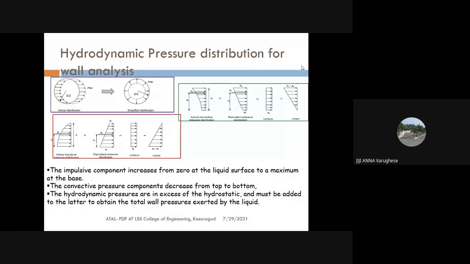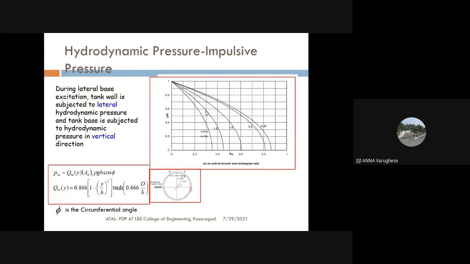So till now we have seen the variation of hydrodynamic pressure, both the convective as well as impulsive pressure variation, which is acting on the side wall. Next, our aim is to find out what is the magnitude of hydrodynamic pressure at the top, and what is the magnitude of hydrodynamic pressure at the bottom. So there are equations given in the code for finding out the impulsive pressure as well as convective pressure acting on the wall as well as the base slab.